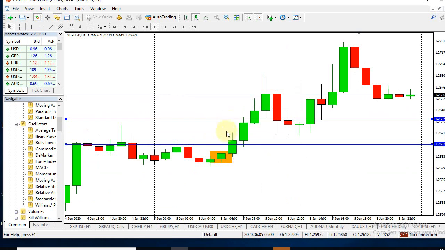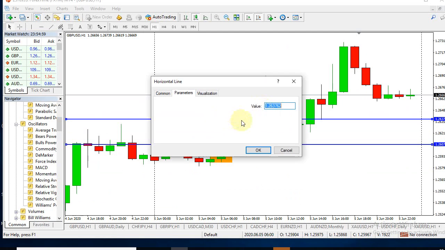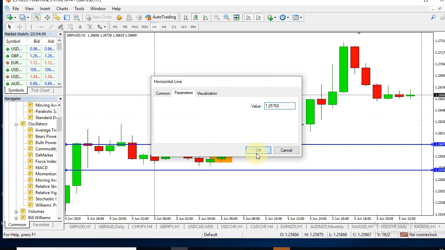Your sell stop pending order is, when you look at the low, 1.25868. So your sell stop pending order will be 1.25768. That's your sell stop pending order.